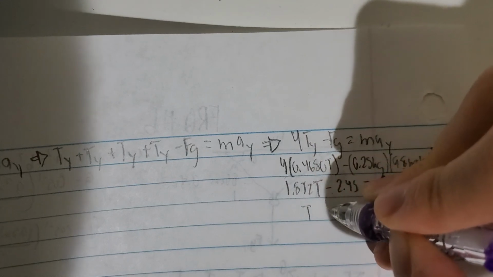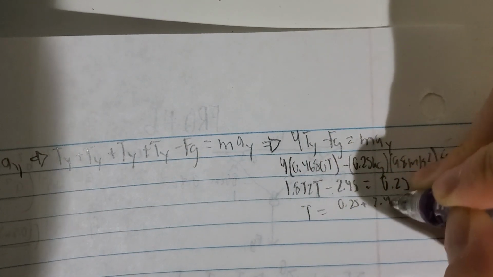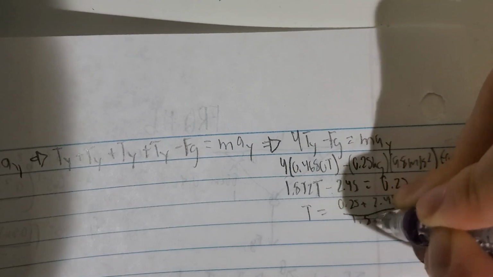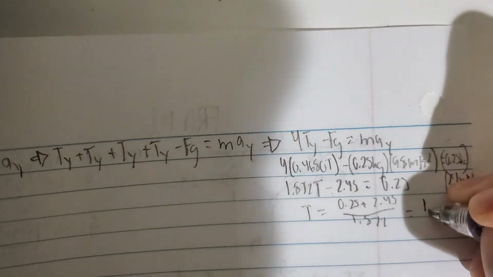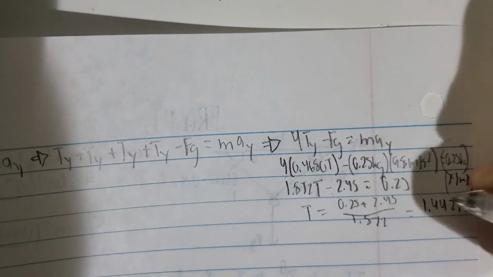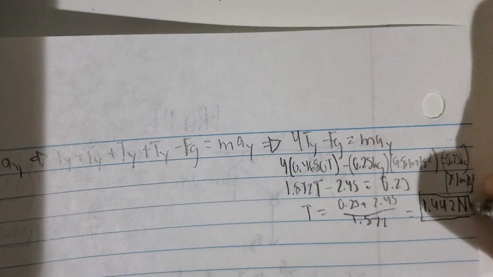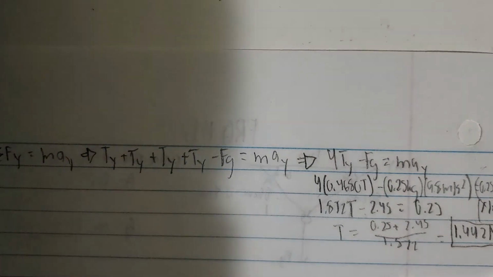Isolating for t, we just add this over and divide by this right here. So t is equal to 0.25 plus 2.45 divided by 1.872. Plugging this in a calculator, we get 1.442 newtons. So that is the tension of each wire as the elevator is accelerating upward at 1 meter per second squared.